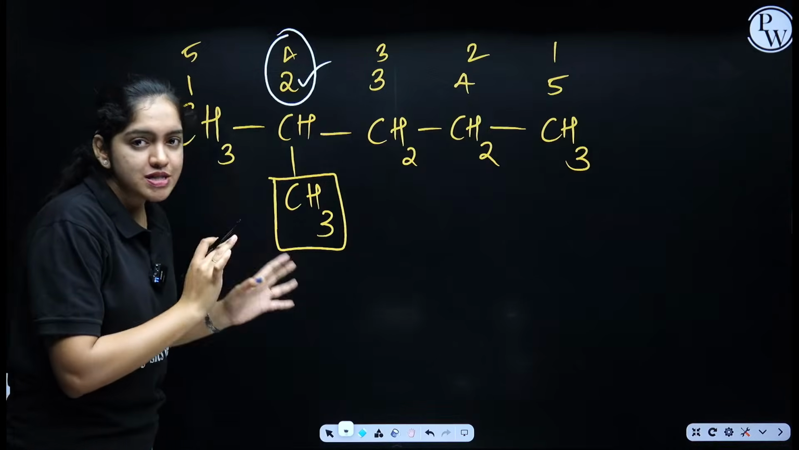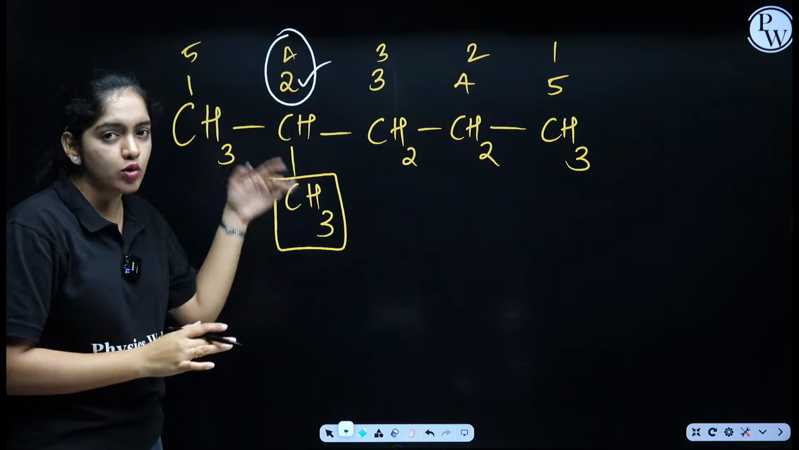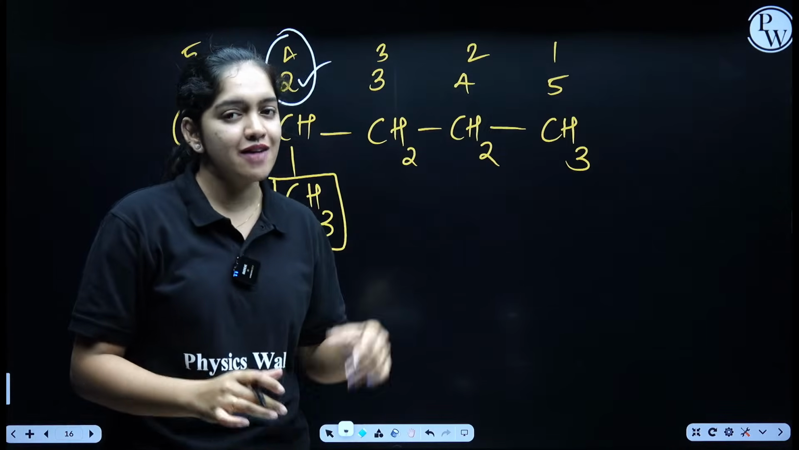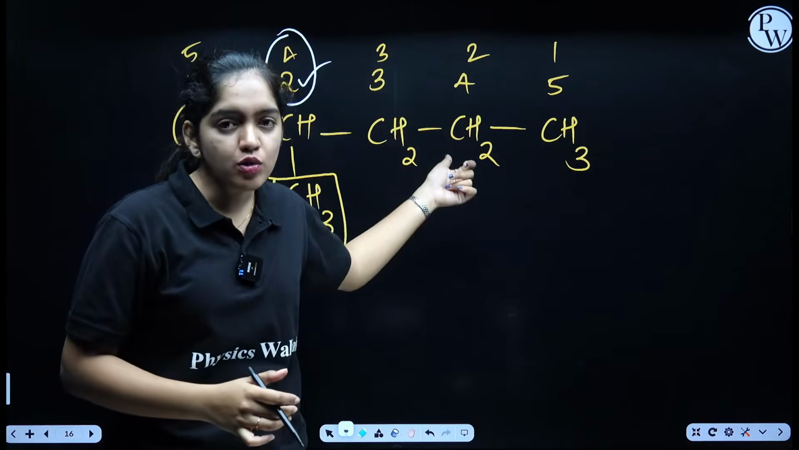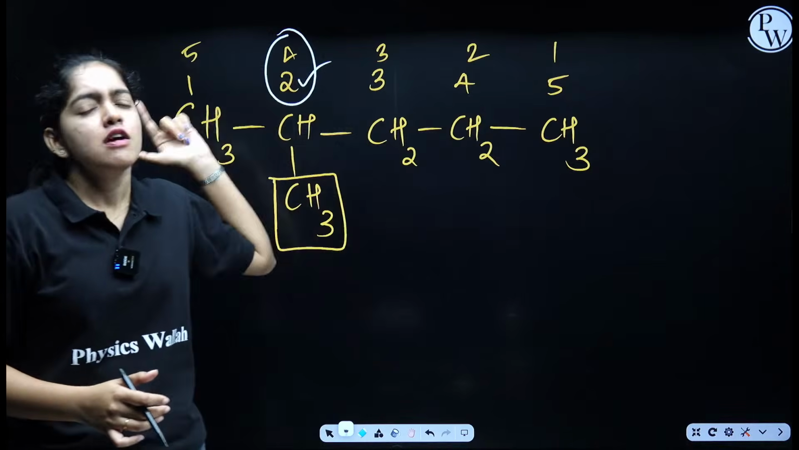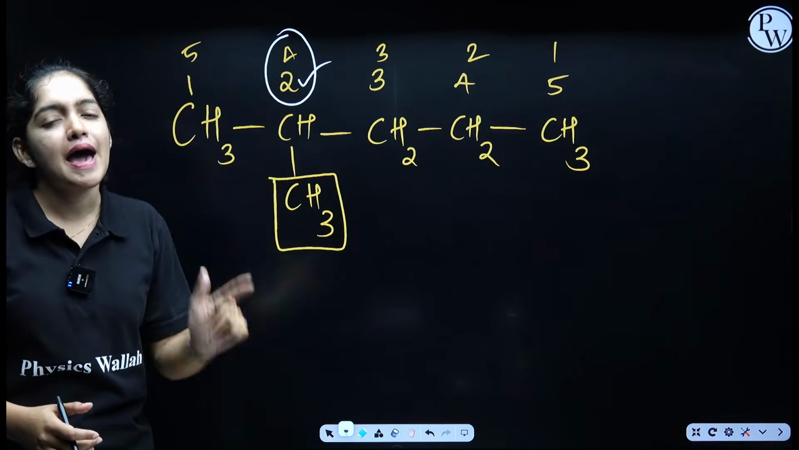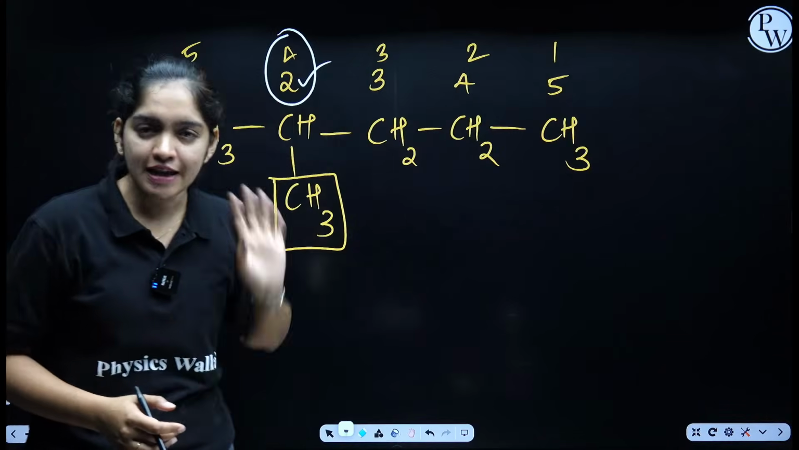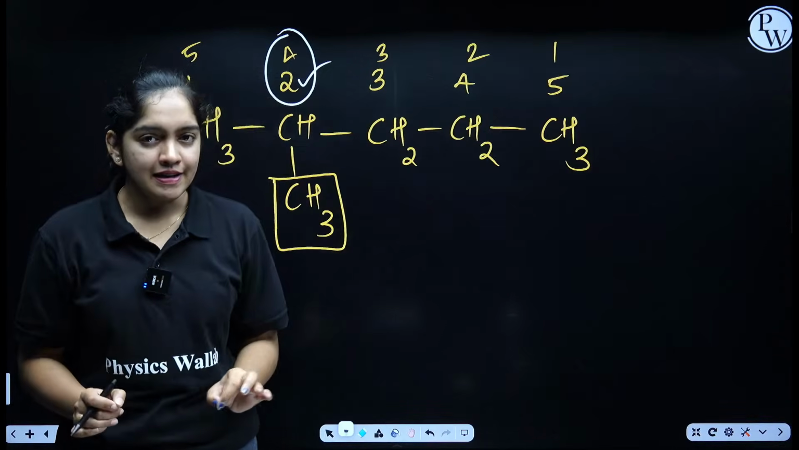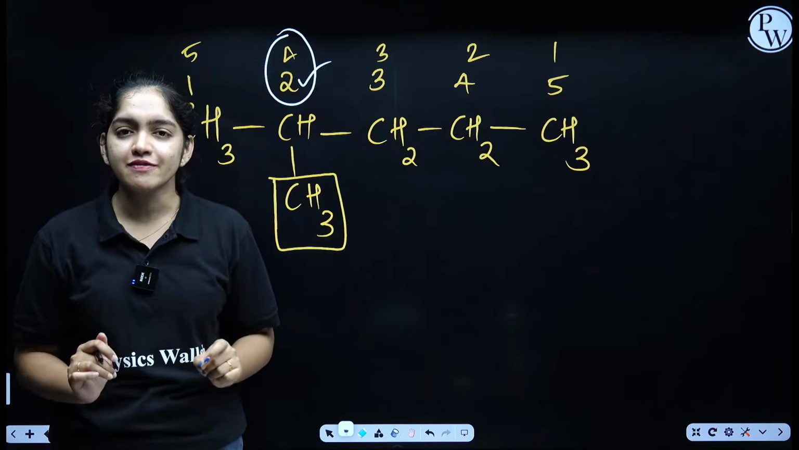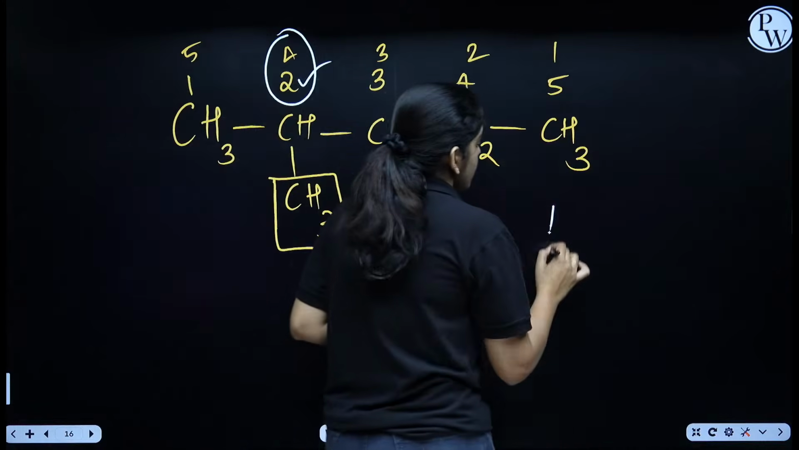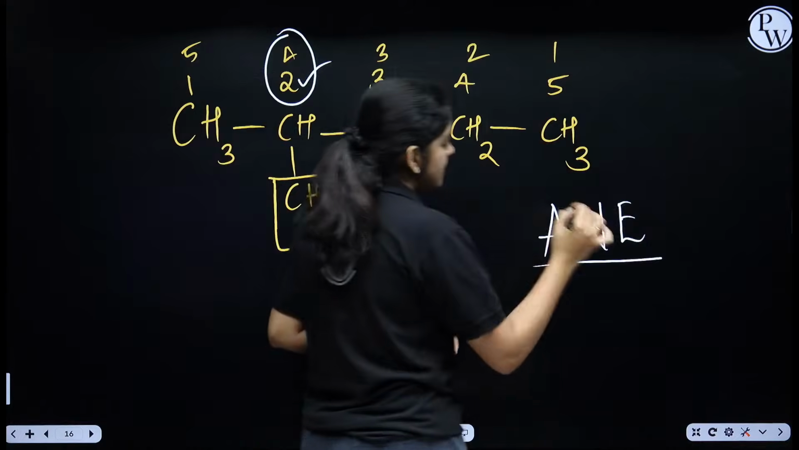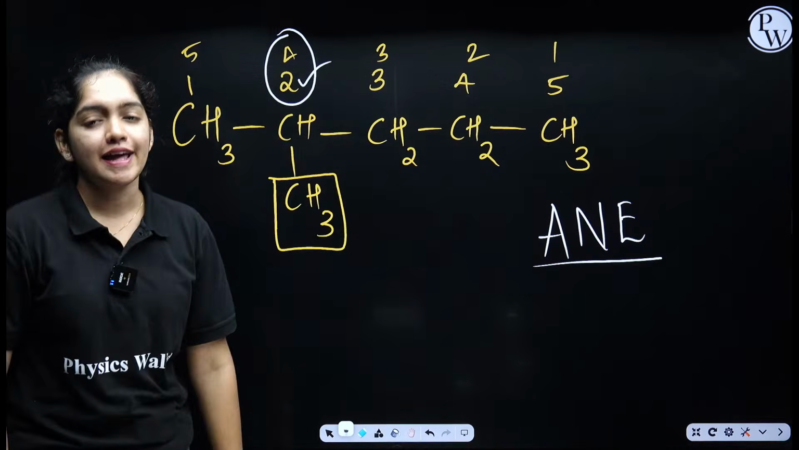So now we are going to start the nomenclature according to the rules set by IUPAC, International Union of Pure and Applied Chemistry, and following the rules, we are going to give the name. And before that, we should check the parent chain. Is there any double bond? Is there any triple bond? All the bonds are single. If all the bonds are single, the name is ending with alkane, ANE.